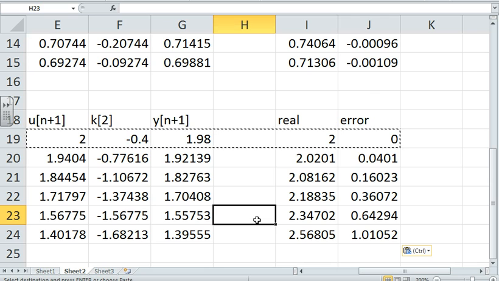Number 6. Is this number 6? Yes. 1.5573. So that guy's right. But for some reason, we're not getting the right real number.